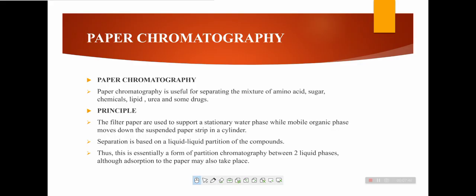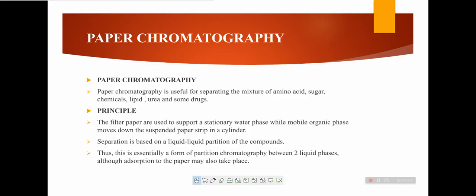Thus, it is a very important form of partition chromatography between two liquid phases, in which one liquid phase gets absorbed on the surface of the paper and the other moves through the filter paper, which is suspended in the cylinder. Paper chromatography is generally used to separate low molecular mass compounds based on their distribution between the stationary phase and the mobile phase.